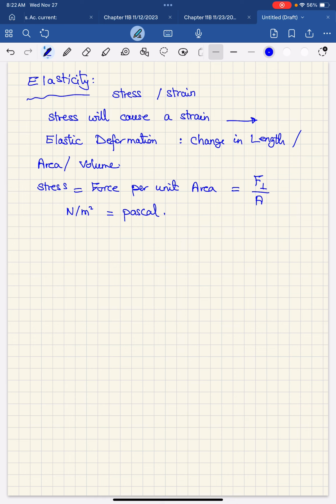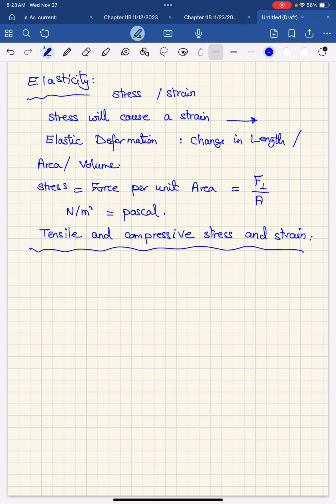Now, before we start talking more, we want to be very specific. We're going to talk about the stress that results from tension, tensile, and the one that results from compression. We call it compressive stress. And we are going to study the resulting strain.